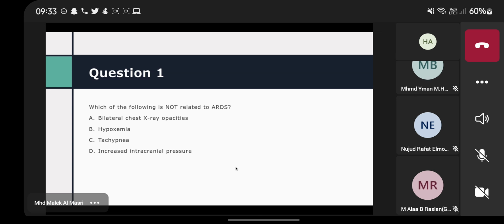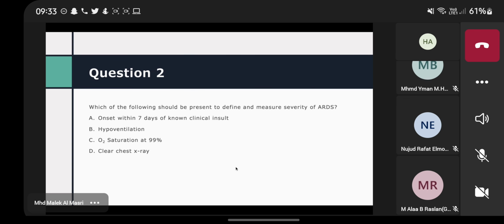Now, these are two brief questions to review the presentation. Which of the following is not related to ARDS? If anyone would like to answer or type it, please go ahead. Is it D? Yes. Increased intracranial pressure has nothing to do with ARDS, as per the definition.